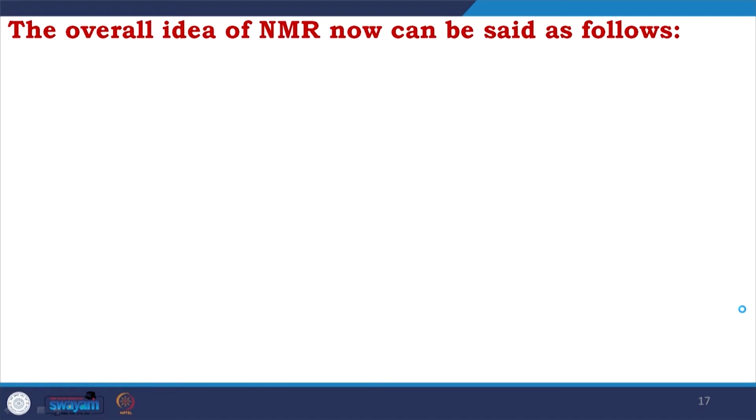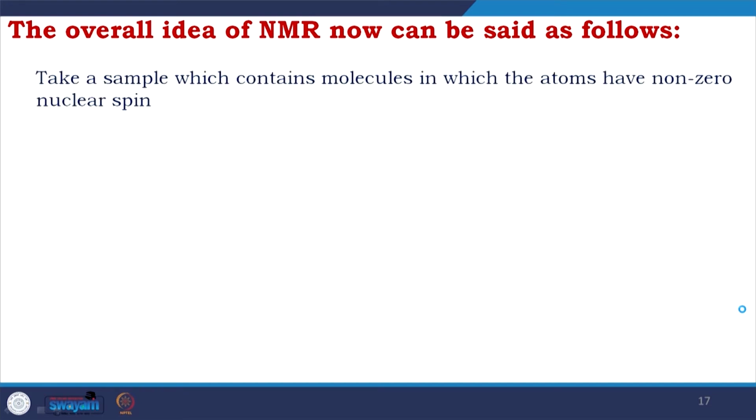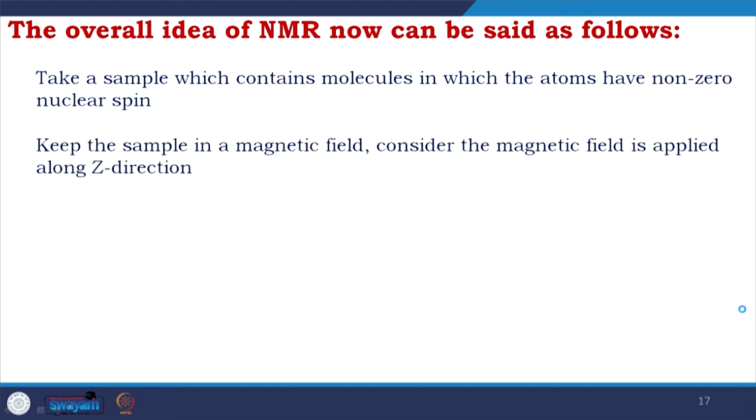So, let us come to the overall idea of NMR. You have to take a sample which contains molecules in which atoms have non-zero nuclear spin. If you have zero nuclear spin, you will not get any effect. So, you have to be knowledgeable about the fact that the sample you are picking up should have atoms, or at least an isotope of an atom, which have non-zero nuclear spin.